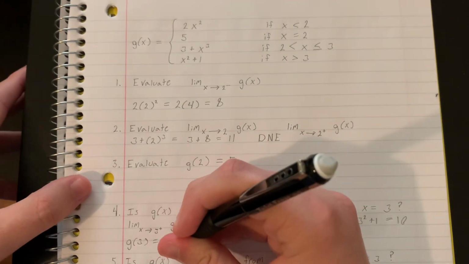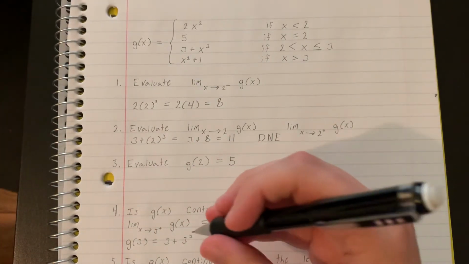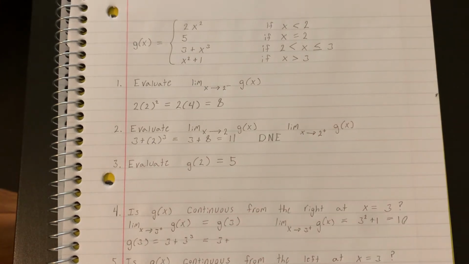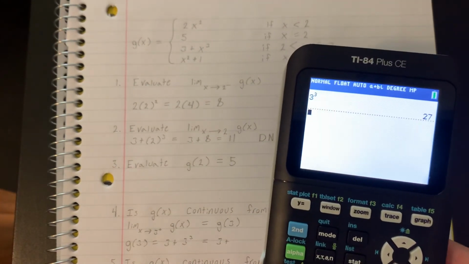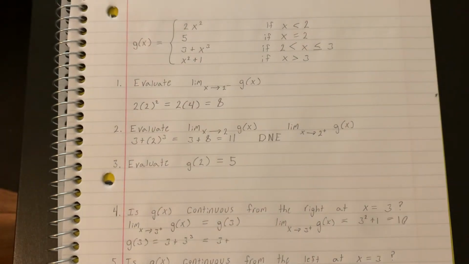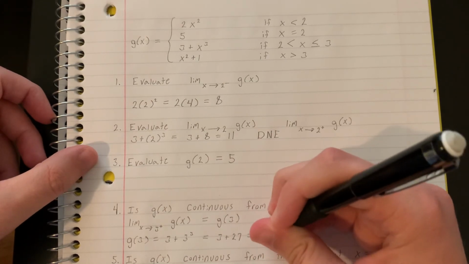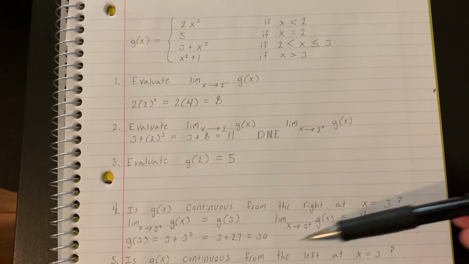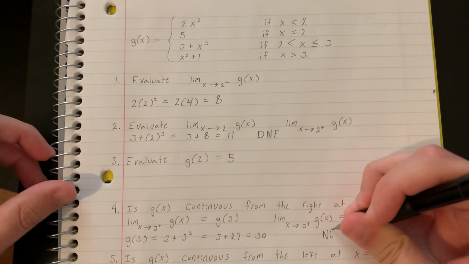So g of 3 equals 3 plus 3 cubed. So that equals 3 plus, not super great with arithmetic like this, so let me break out my calculator. 3 cubed, 27. Wow. I guess I imagined that'd be harder than it was. So 3 plus 27, and that equals 30. Now, while we found both parts of this problem, we have found out that they do not equal each other. So we know that it is not continuous from the right at x equals 3. So that's going to be a no.